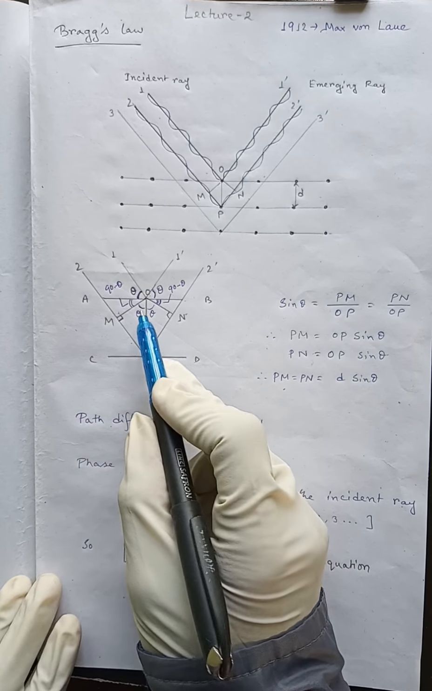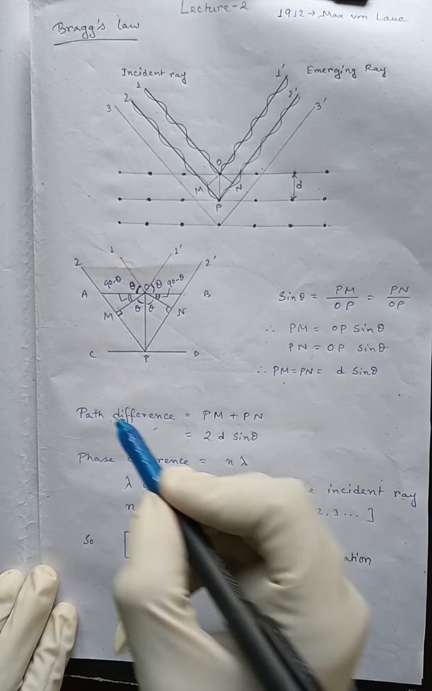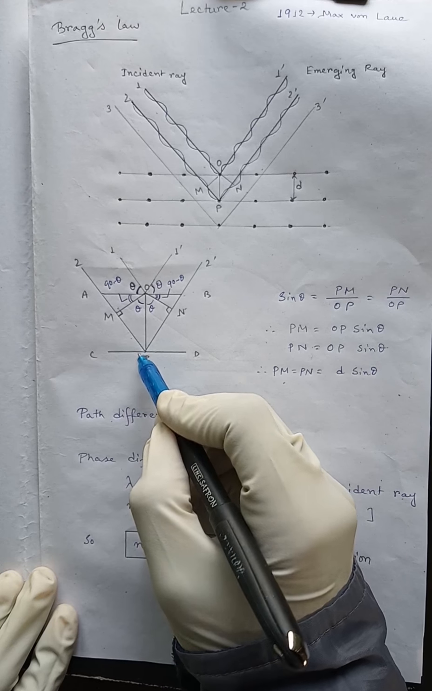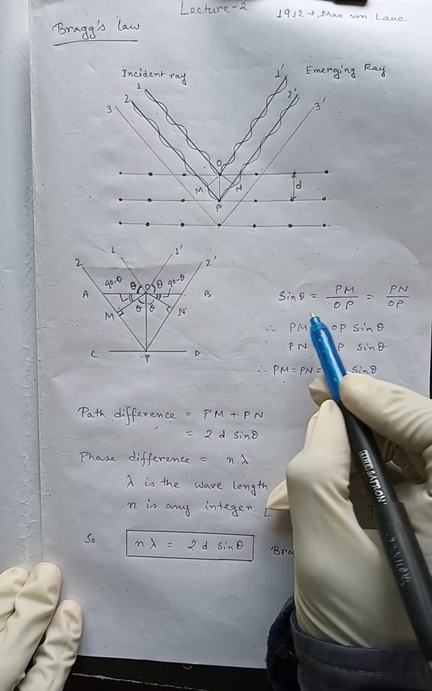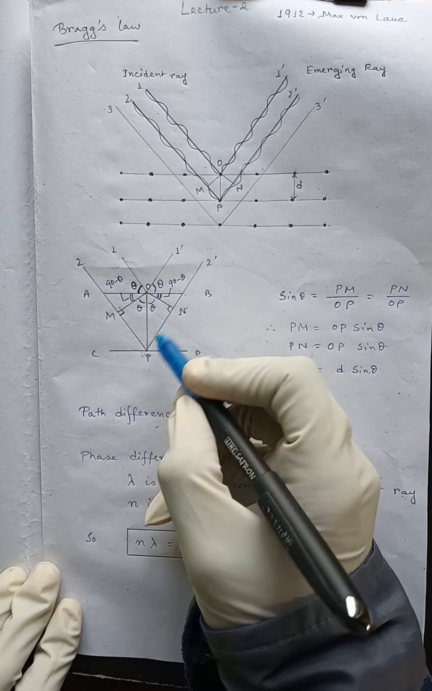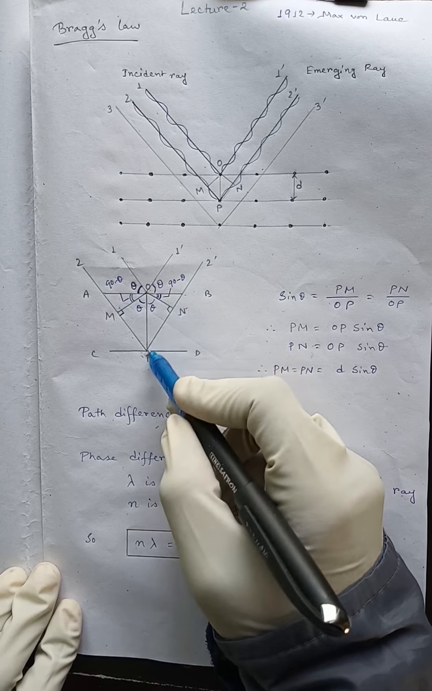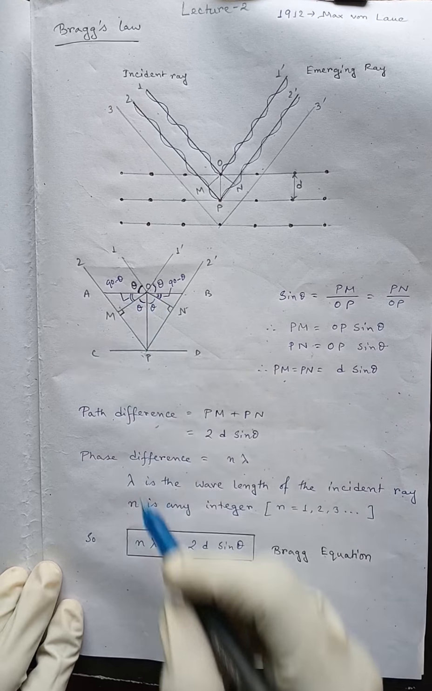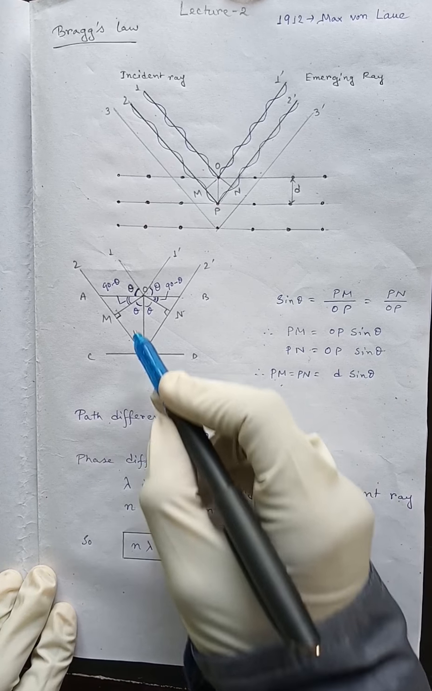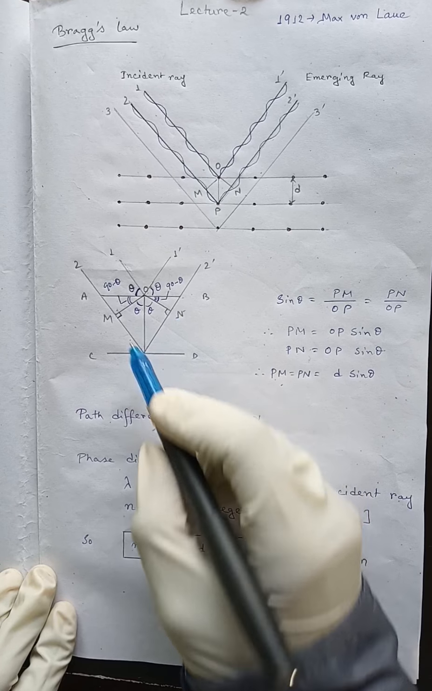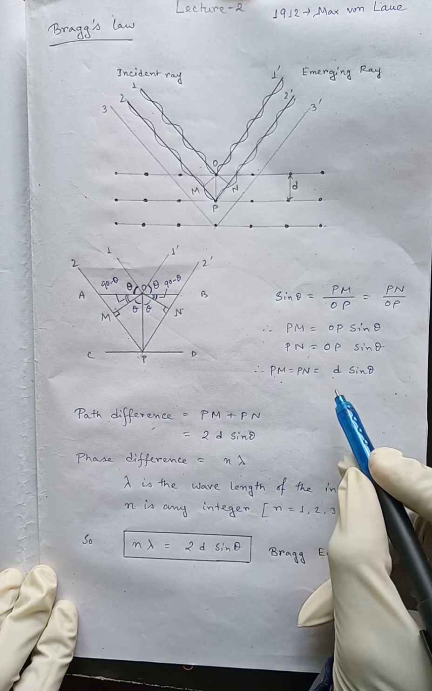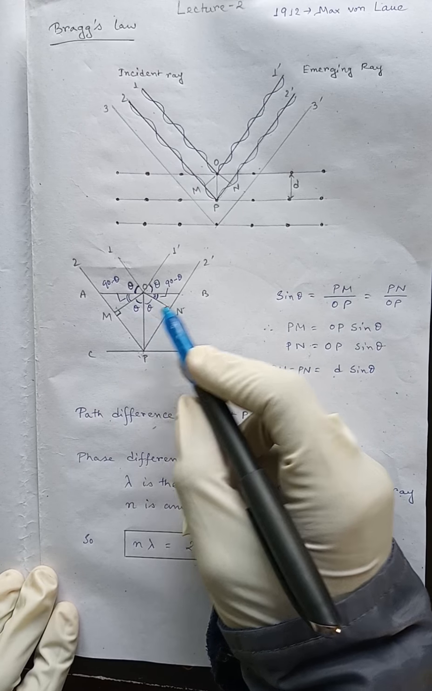Now, with respect to this angle, look, what is the value of sin theta? Sin theta gives PM by OP. So sin theta is equal to PM by OP from this triangle, and from this triangle, sin theta is equal to PN by OP. So with a brief calculation, we get PM equal to PN equal to d sin theta, as OP is the d, the spacing between the crystal layers.